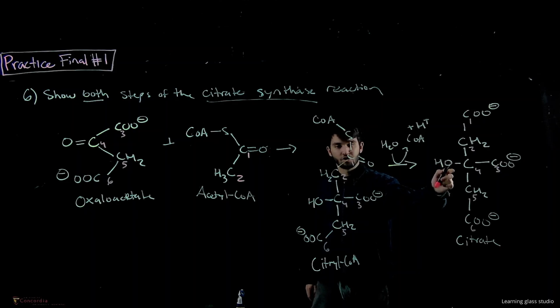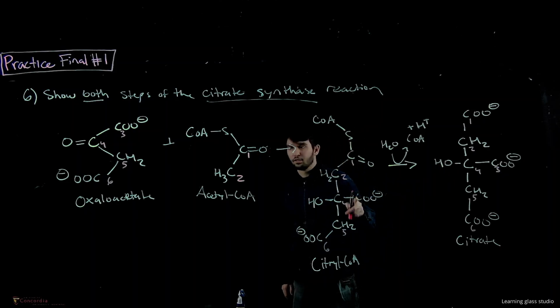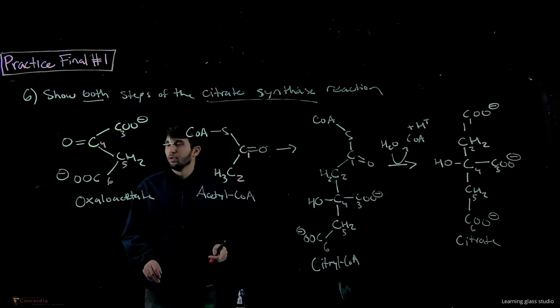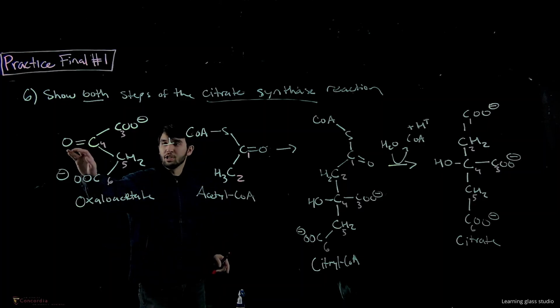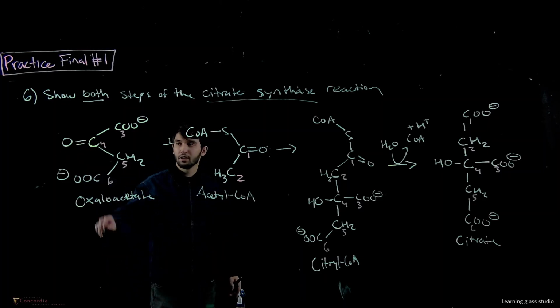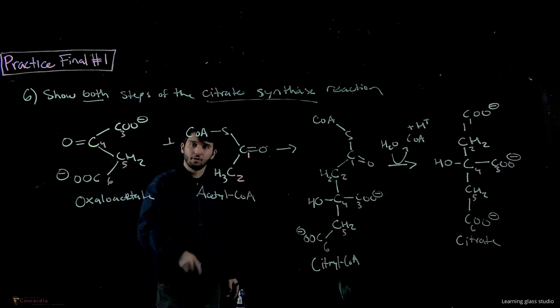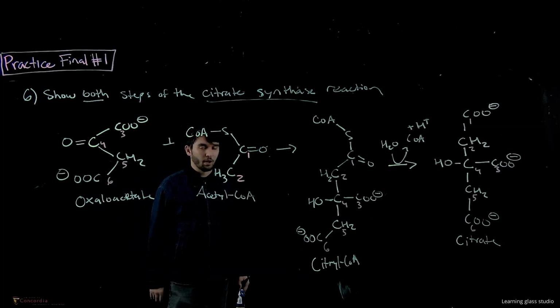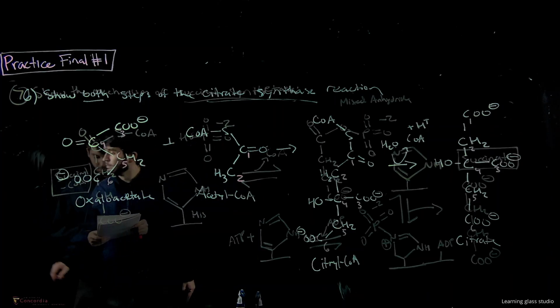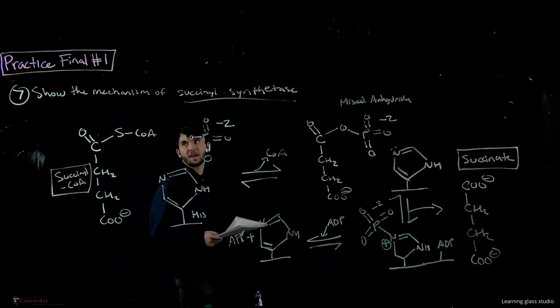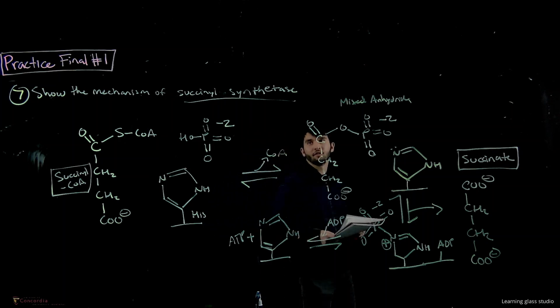Also, there's an OH on carbon 4 that is formed as a result of the reduction of carbon 4 here. So the carbonyl gets turned into an OH group. Again, if you want to see the mechanism, check out the video on the citric acid cycle. All right, question 7. This is showing the mechanism of succinyl synthetase.